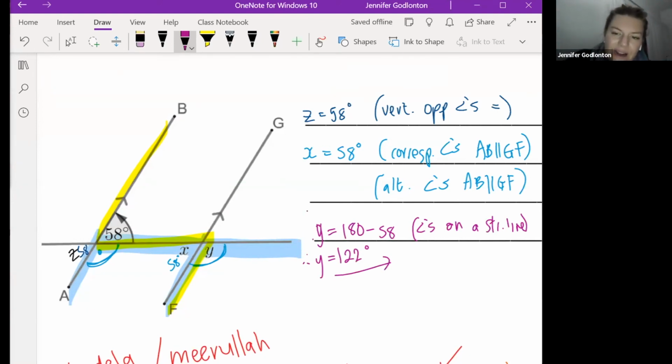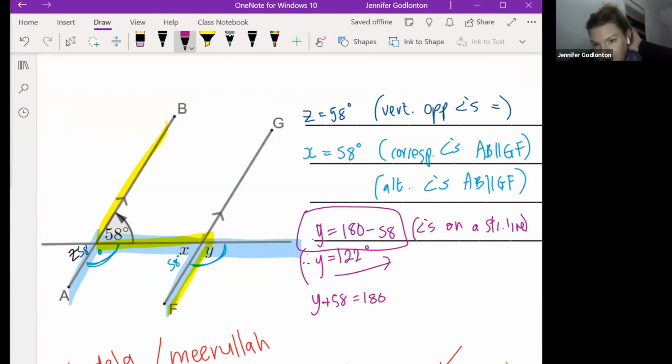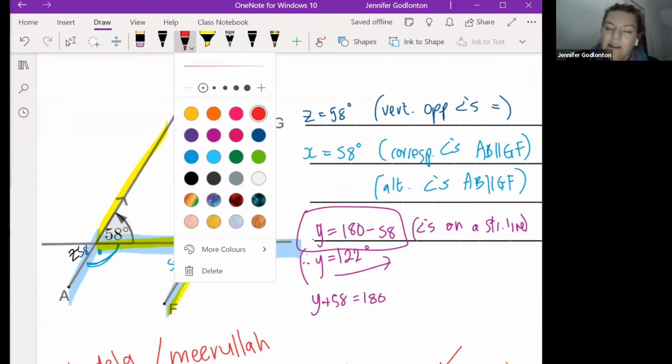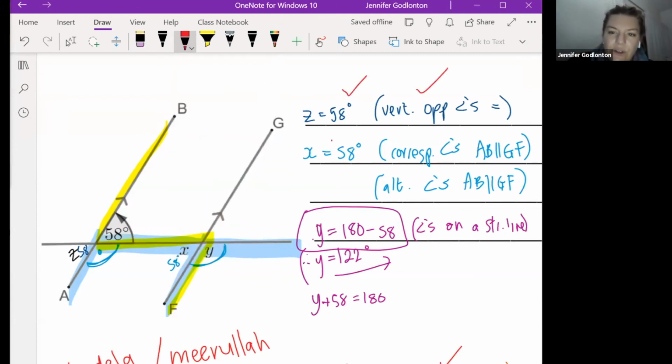If you wanted to write this in a slightly different way, you could have said y plus 58 is equal to 180, then give your reason, and then move that 58 over. Okay. So let's work this out. 6 marks. 1, 2, 3, 4, 5, 6. Tell me where we're at.